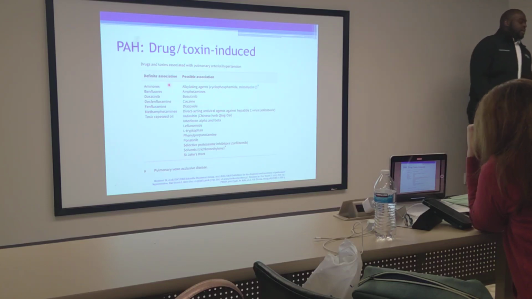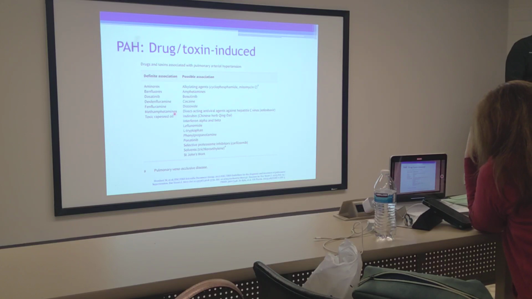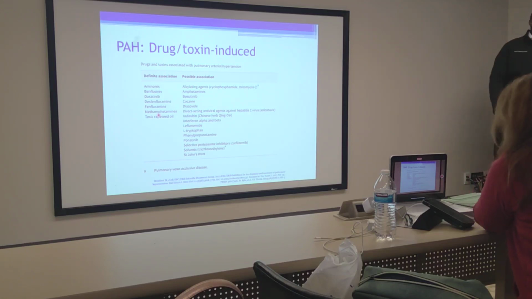Now, rapeseed oil, you might see it because some people do actually use rapeseed oil. Toxic rapeseed oil is mainly from taking too much consumption of it. Methamphetamines, we all know the abuse potential for that, so that can actually lead to PAH as well. And then on the possible association right here as well.